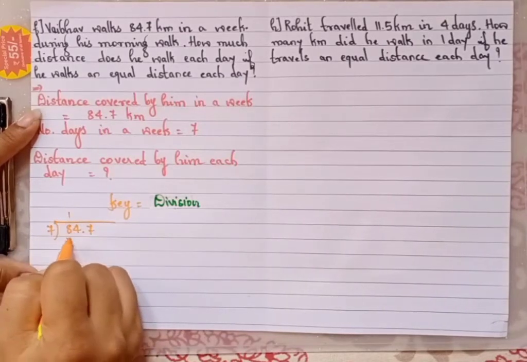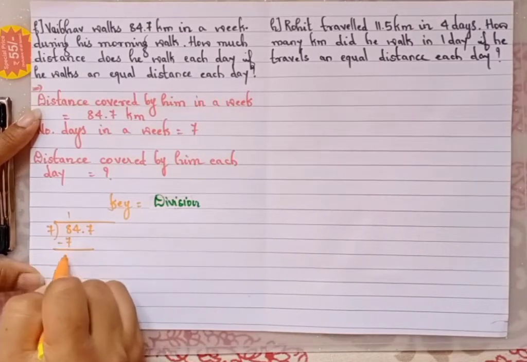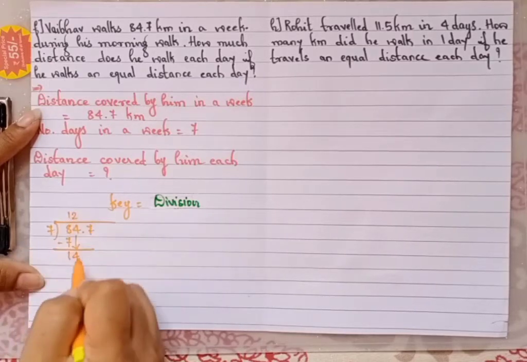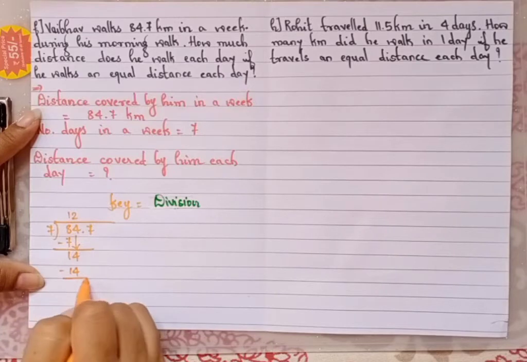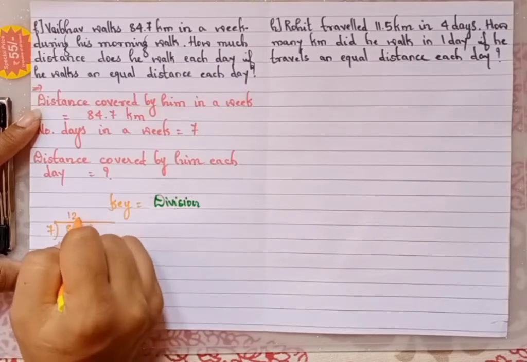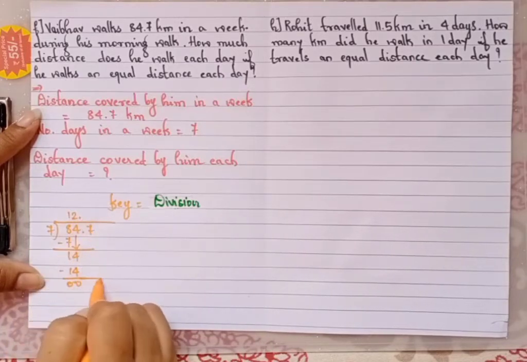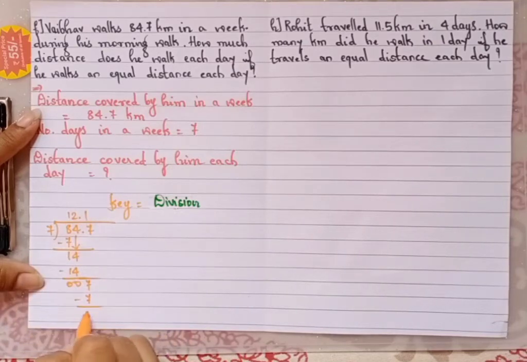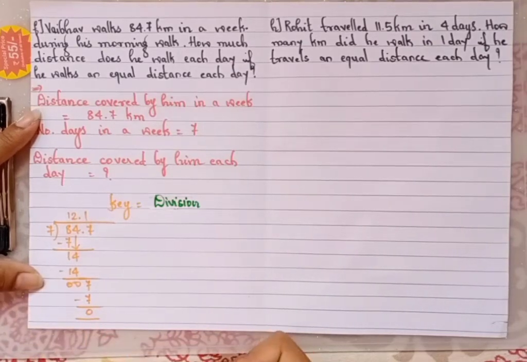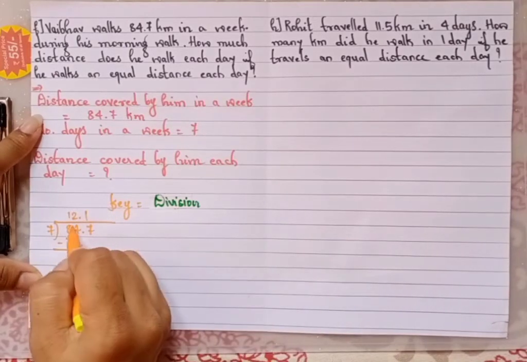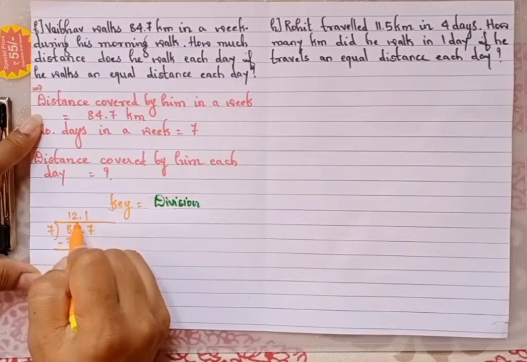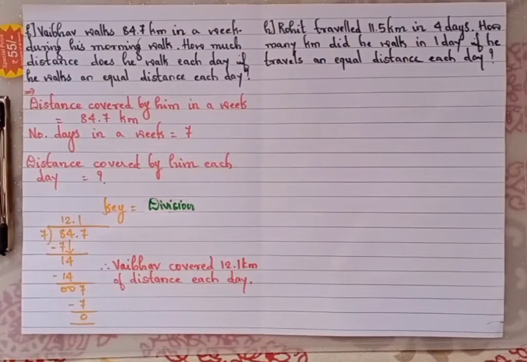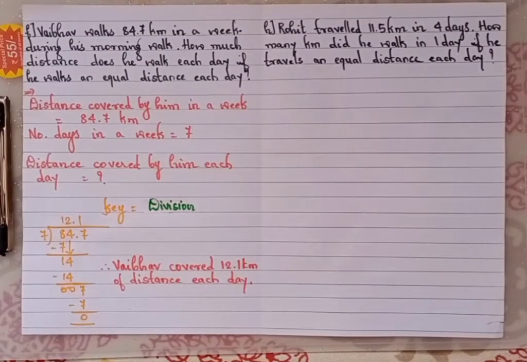7 ones are 7. From it, 7 goes out, remains 0. Take 4 down. 7 twos are 14. From 14, 14 goes out, remains 0. Put the decimal point. Take the next digit down, that is 7. 7 ones are 7. From 7, 7 goes out, remains 0. Therefore, each day he covered a distance of 12.1 kilometer. And hence the proof. Now let's see the next problem.